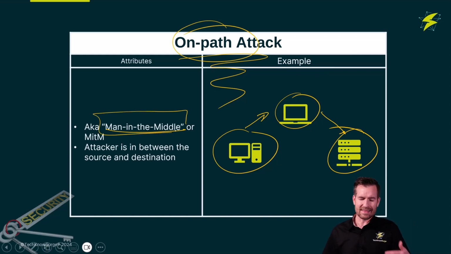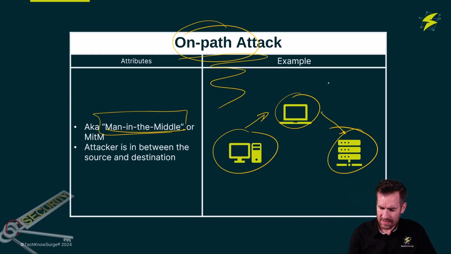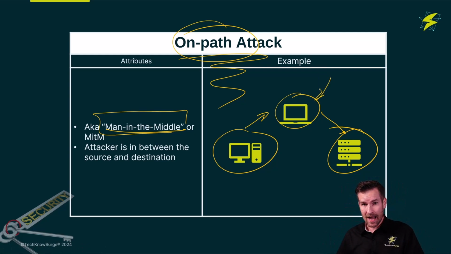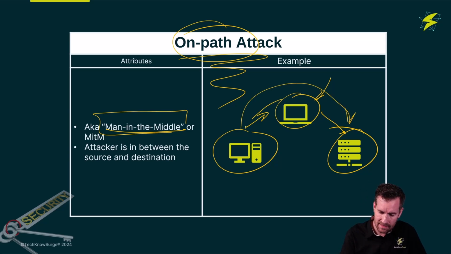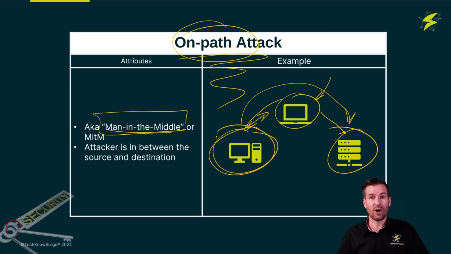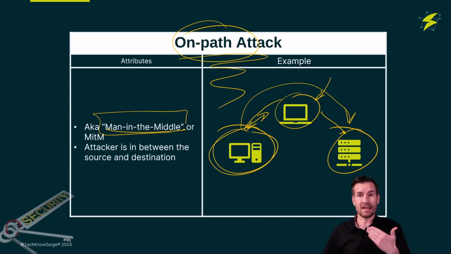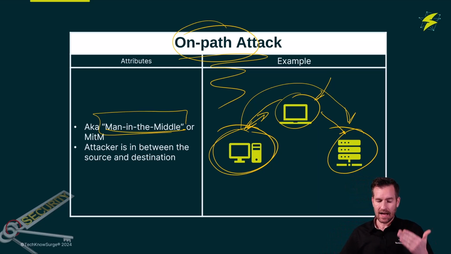So the advantage of this is now this machine can do things like eavesdrop and listen to the conversation, create a delay between these two devices, or perhaps send the wrong information to one or both of these devices. So there are many reasons why this would be carried out, but this is the on-path or man-in-the-middle attack.